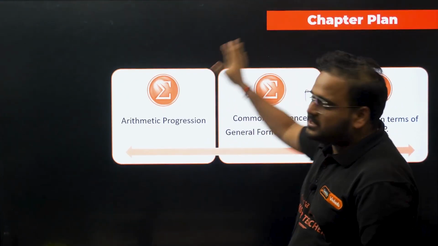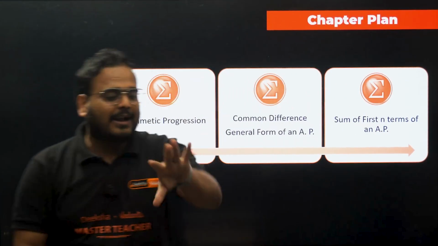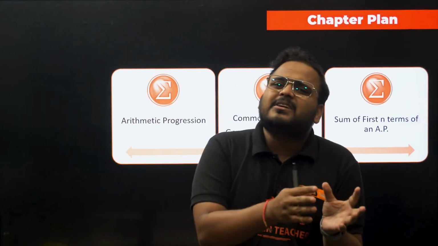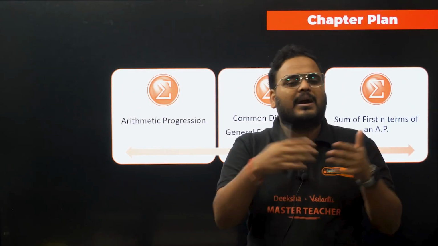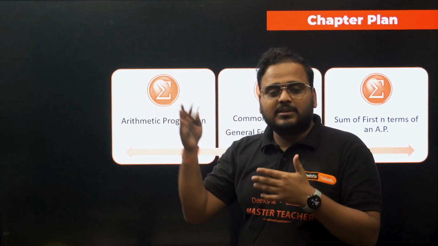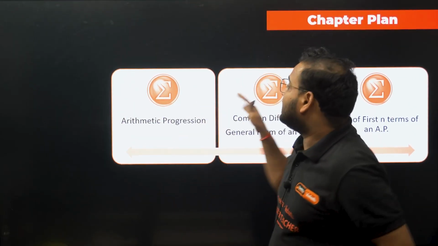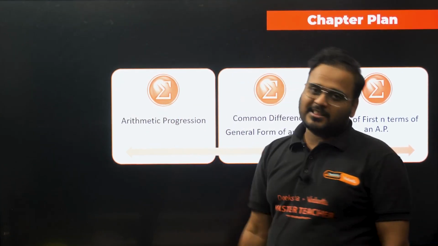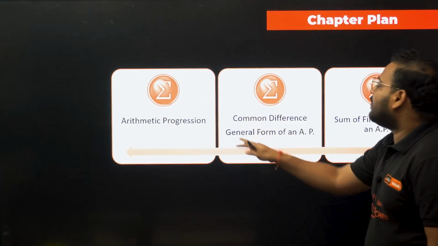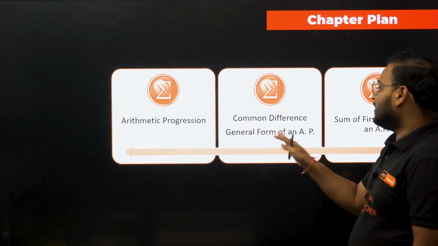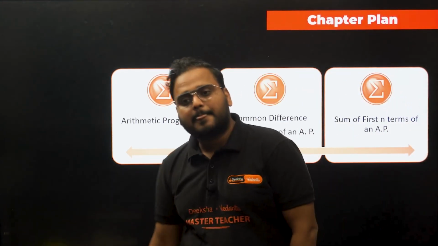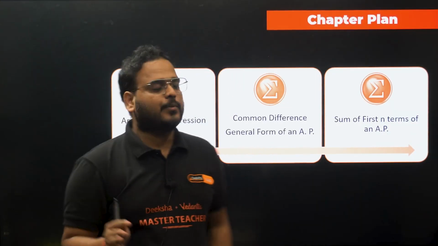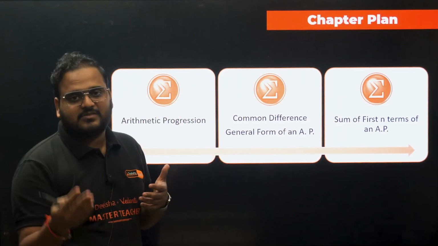Now, the chapter plan. Today's chapter is about arithmetic progression. We see different types of patterns, different types of number sequences in the world of maths. But why is it called arithmetic progression? What are those sequences which are called arithmetic progression? We'll see that. Then we'll move on to common difference and the general form of an AP. Then we move on to the sum of the first n terms of an AP. These are the topics which are going to be covered today, and of course questions will also be solved.